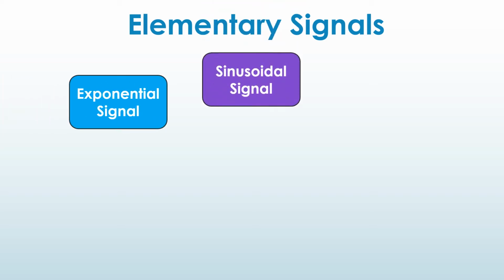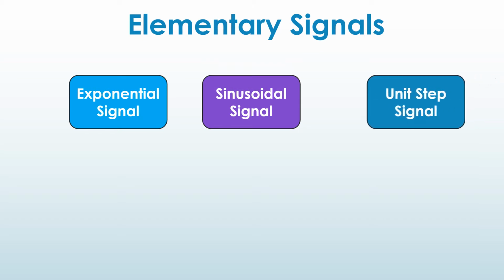So, there are several elementary signals which play a vital role in the study of signals and systems. These elementary signals serve as the basic building blocks for the construction of more complex signals. The elementary signals may be used to model a large number of physical signals which occur in nature. So here I am introducing the elementary signals.